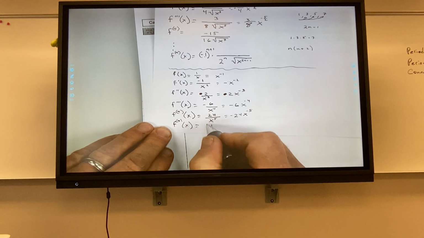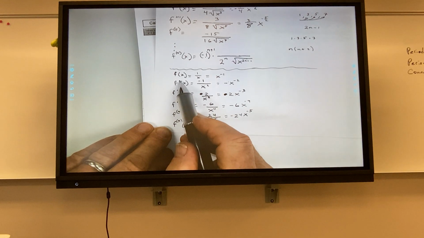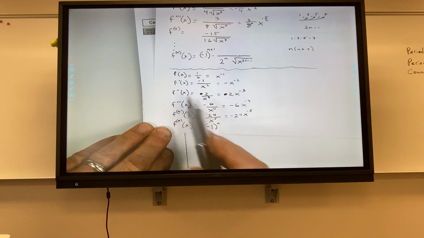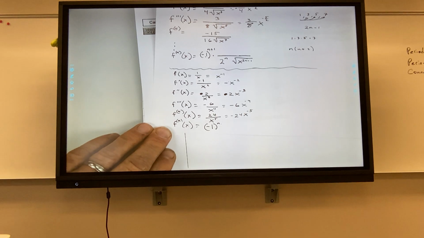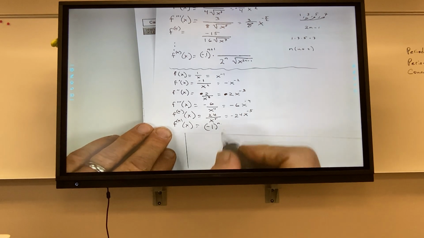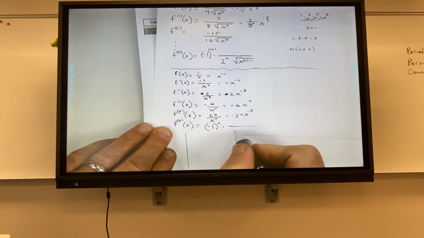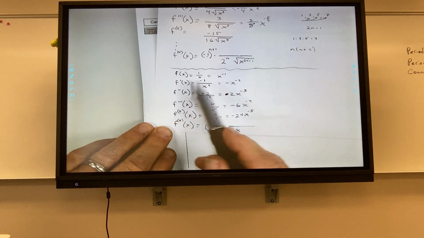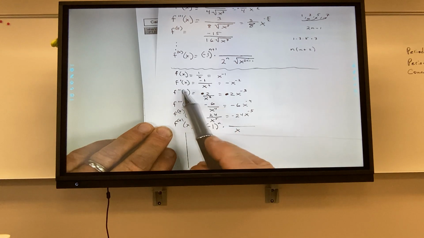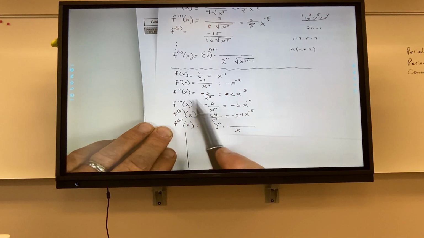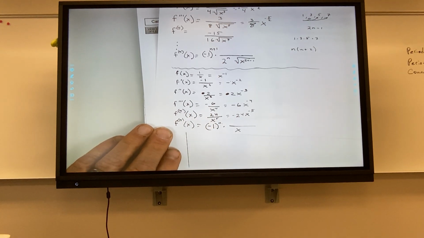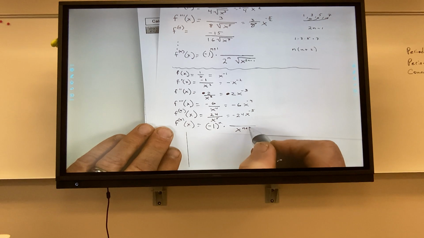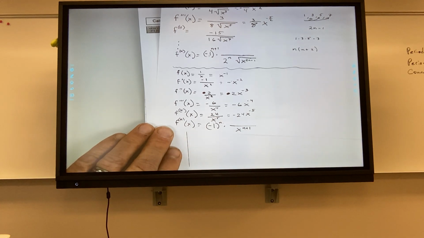So if I had negative 1 to the nth, for the first derivative it would be negative. For the second derivative, it would be positive. For the third derivative, it would be negative, correct? Everybody okay on that? Times a fraction. Down here is x. On the first derivative, it was a 2. On the second derivative, it was a 3. On the third derivative, it was a 4. What should this exponent be? N plus 1. Everybody okay with that? Yeah.